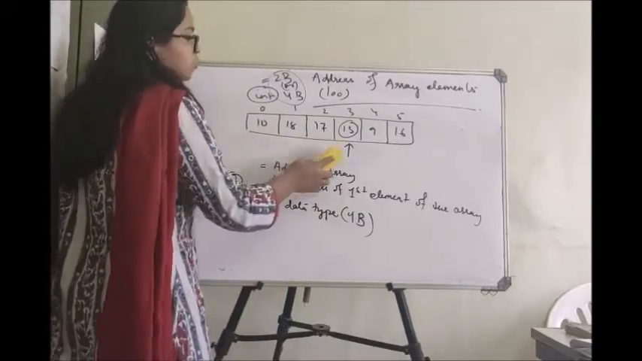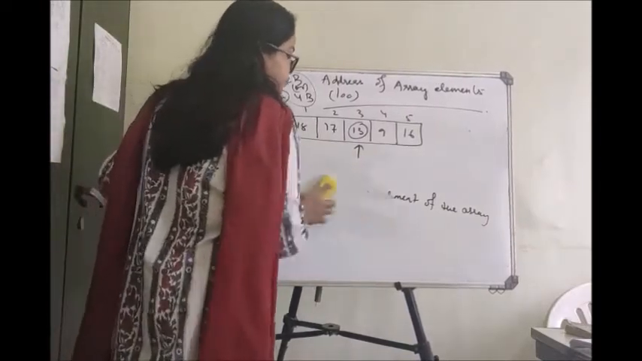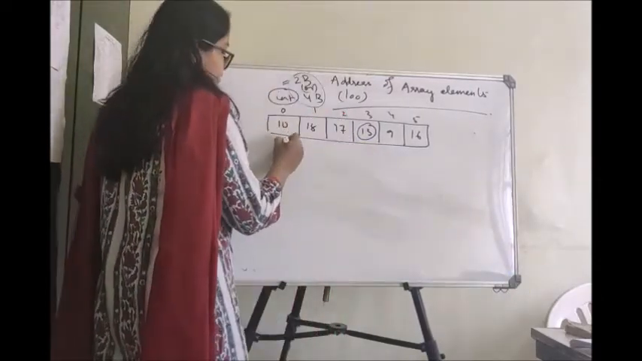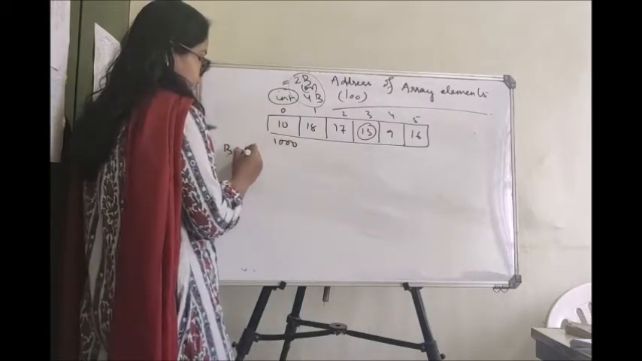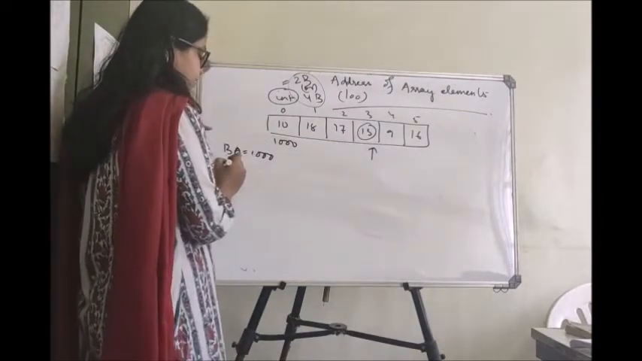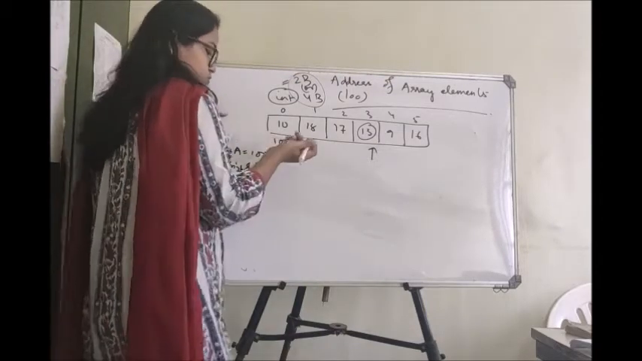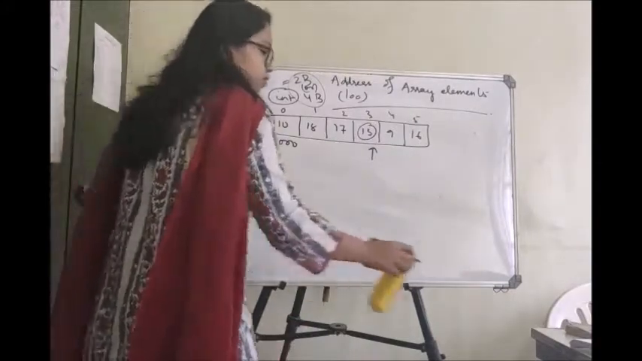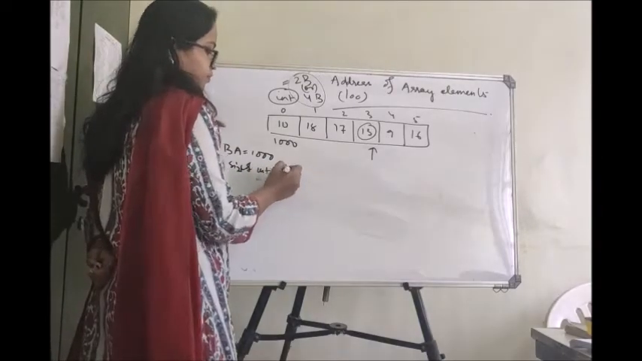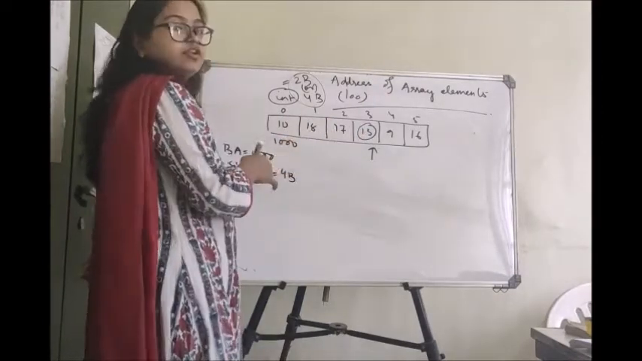Suppose the given base address is 1000. This is given in the problem, and we have to find the location of this element. Given is the size of int, suppose 4 bytes. I'm just giving you the brute force method of how we can calculate, then we will go to the formula.